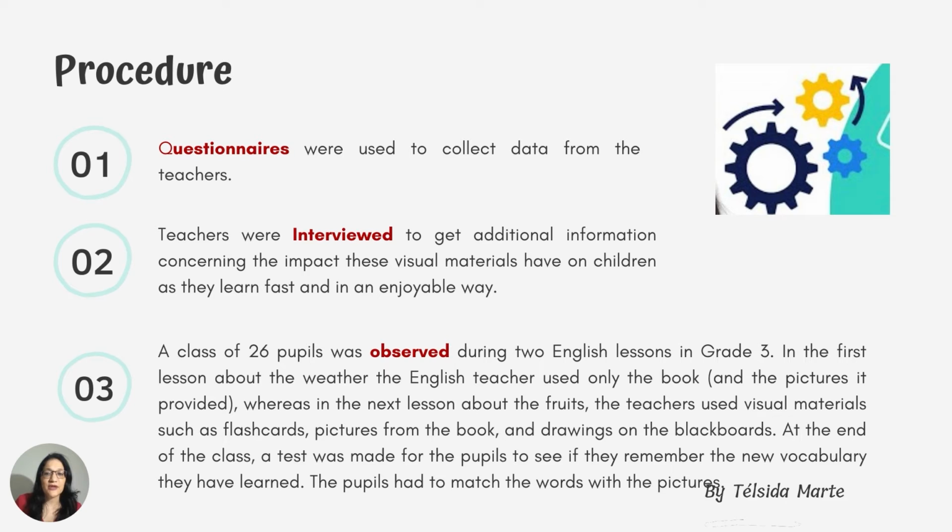In the first lesson about the weather, they used only the book and the pictures it provided, whereas in the next lesson about the fruits, the teachers used visual materials such as flashcards, pictures from the book, and drawings on the blackboard. At the end of the class a test was made for the pupils to see if they remember the new vocabulary they have learned. The pupils have to match the word with the pictures.